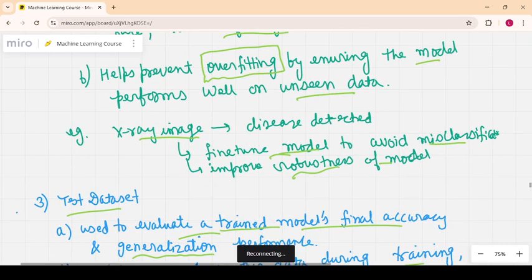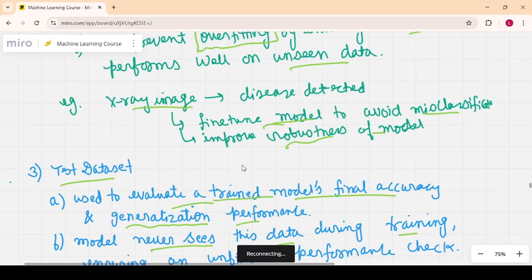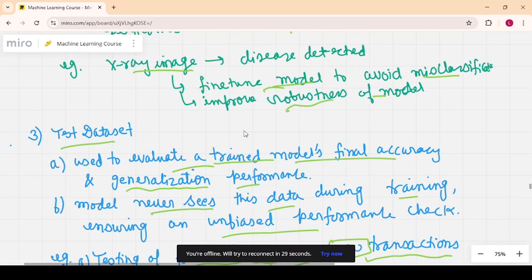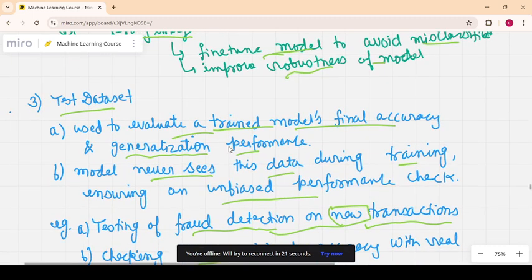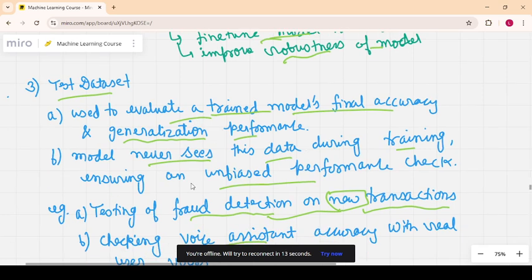And let's move to the test data set. We have trained the model as well as fine-tuned the hyperparameters. We need to check if our model performs well on an unseen data set to have a generalizable model. So we feed the test data set. That data set is not seen during the training because we kept it away from the training. So the model never sees the data during the training, ensuring an unbiased performance check.